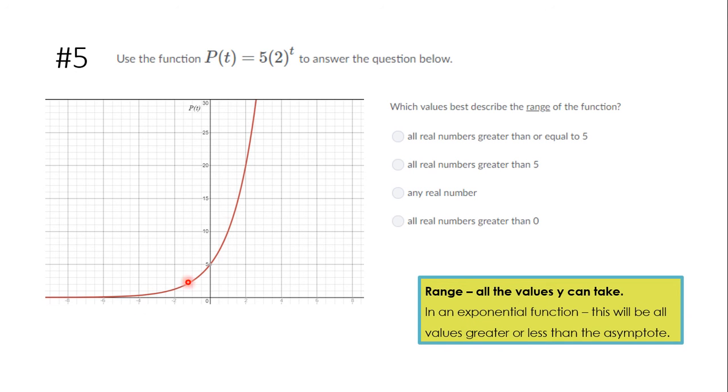So if we look at this graph, we want to know, okay, what is our asymptote? What is this line approaching? Well, I look here on my y-axis, it's approaching 0, okay? So you have to tell me, is my function greater than that asymptote, or is it less than that asymptote? Okay, and then you can go ahead and pick your answer based on what we just talked about.